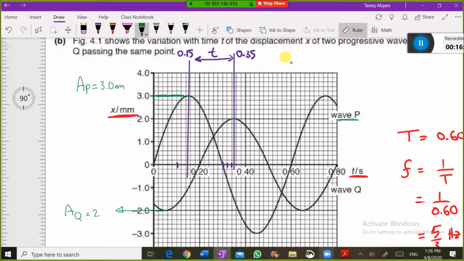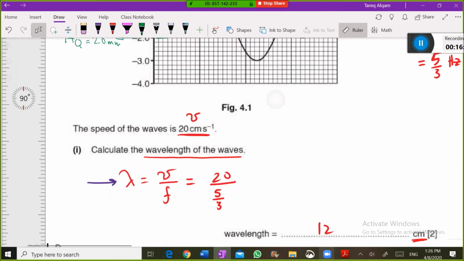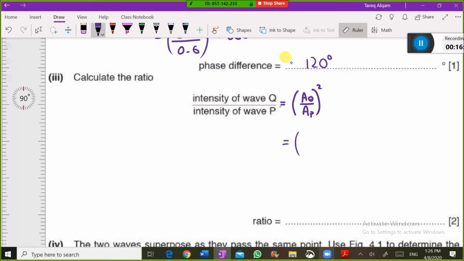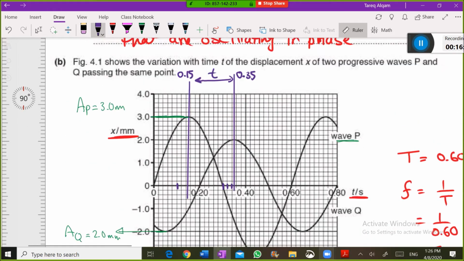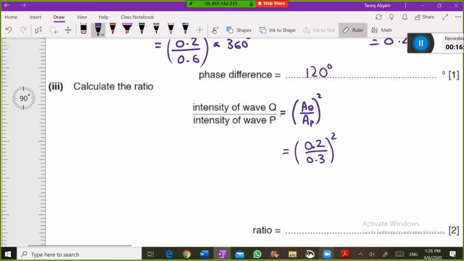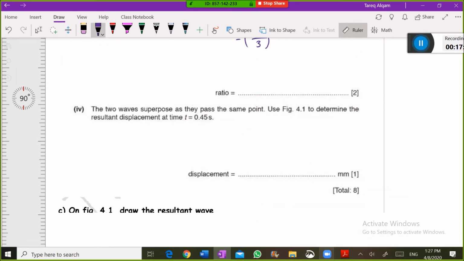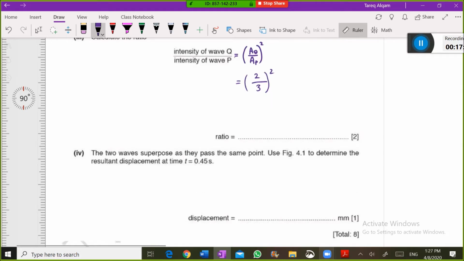Guys, if you have any question, please ask me. AQ, agreed, over, what, 3 squared, or 2 over 3, I think no, 2 over 3, sorry. Any question about that, guys? So it's 4 over 9.